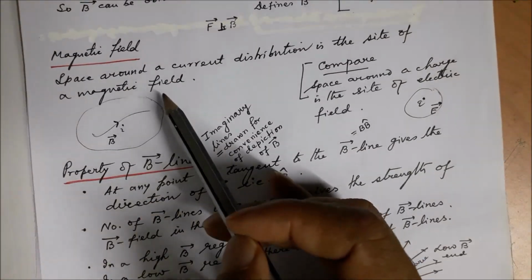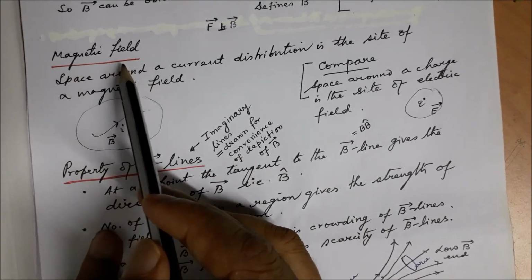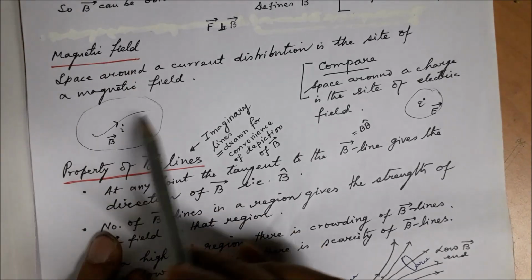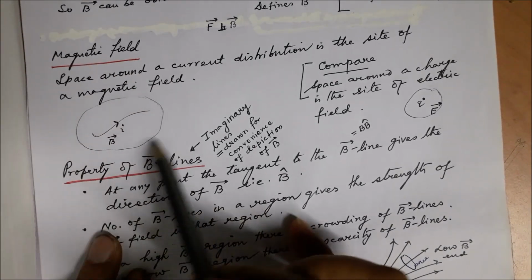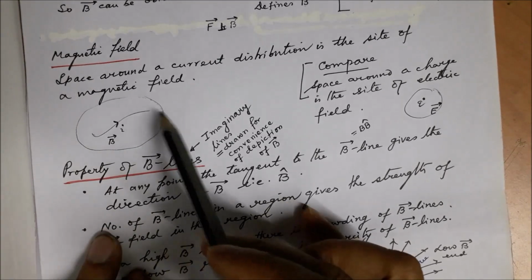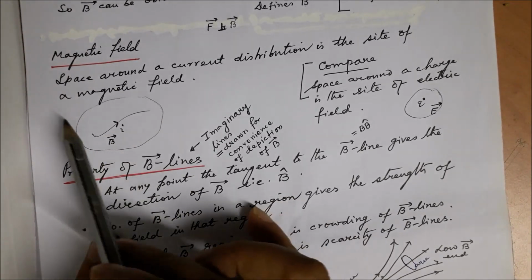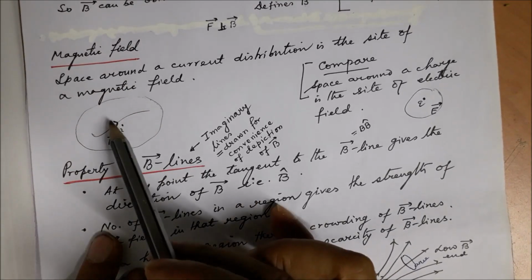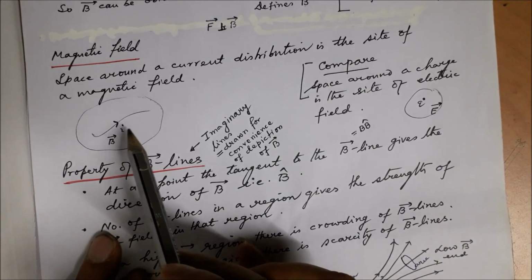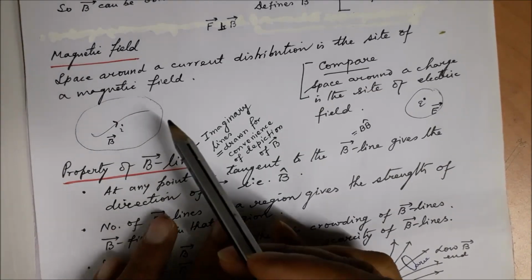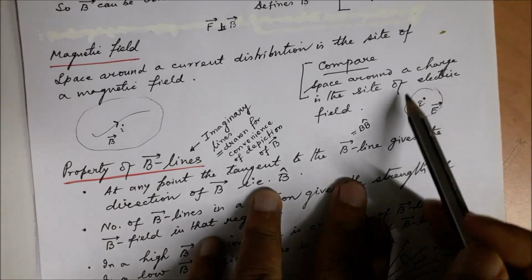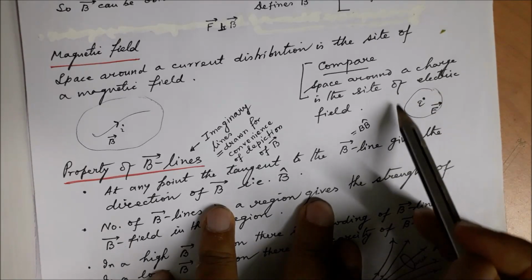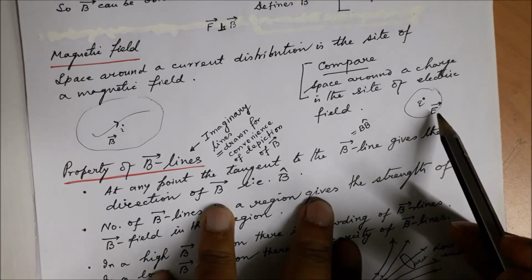Let us now define the magnetic field, which obviously is the region of space surrounding a current distribution. So the neighboring region of a current distribution is the site of a magnetic field, just as the region surrounding an electric charge at rest is the site of electric field.